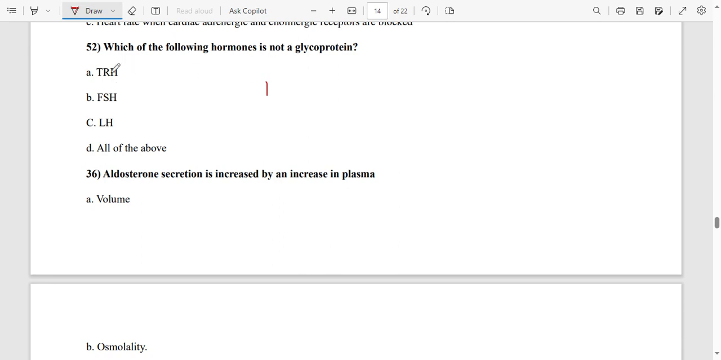So which one is not a glycoprotein? TRH, that is thyroid releasing hormone, is a peptide hormone. Follicle stimulating hormone is also a peptide hormone. Luteinizing hormone is also a peptide hormone. So it's all of the above. That's what we can pick, because all of these are peptide hormones.